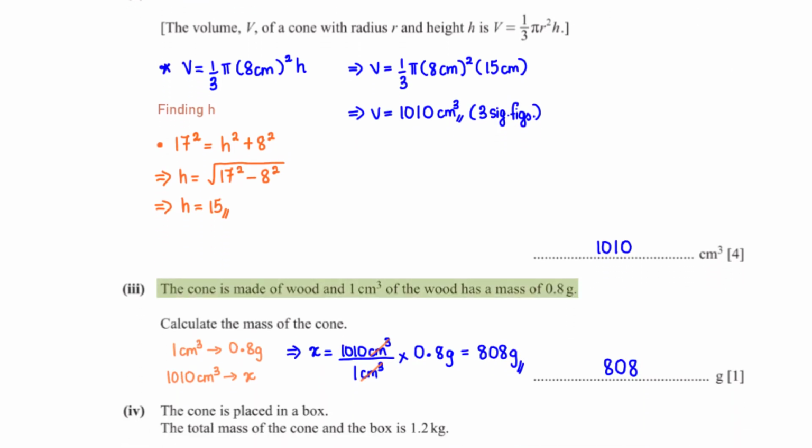The cone is made of wood and 1 centimeter cubed of the wood has a mass of 0.8 grams. Calculate the mass of the cone. If 1 centimeter cubed of wood has a mass of 0.8 grams, then what would be the mass if we have a volume of 1010 centimeters cubed? This is what we are calling x. When we cross multiply and make x the subject, this is what we get, which is equal to 808 grams.